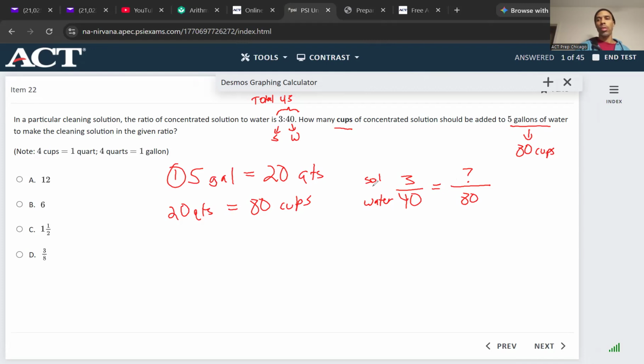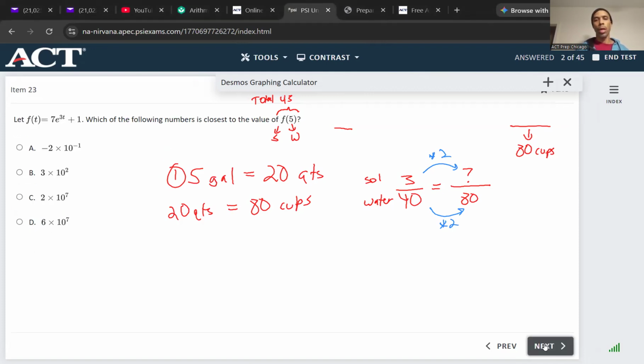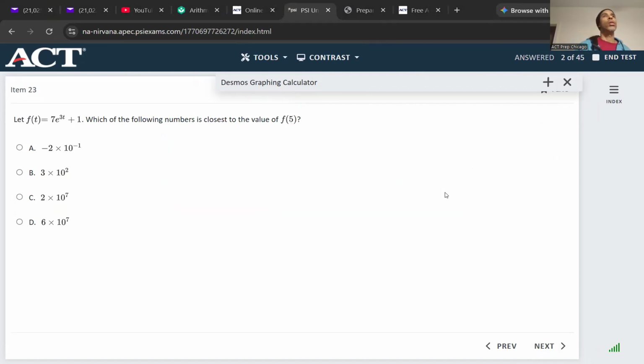Because you can see that we did what? We did times what? Times 2. So the answer is B, 6. Okay. Key to that was you had to do what? You had to do a unit conversion, so they're in the same units. If you didn't, then it would have been a little bit confusing.